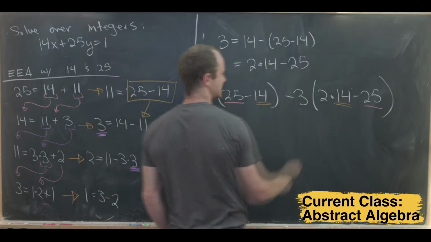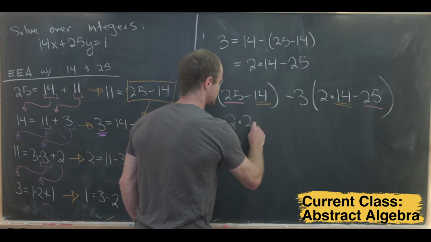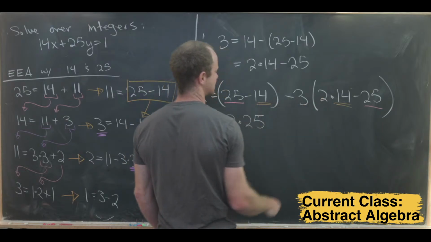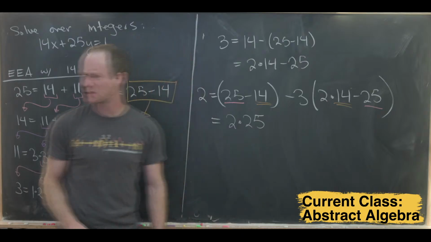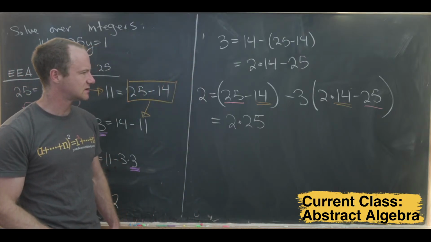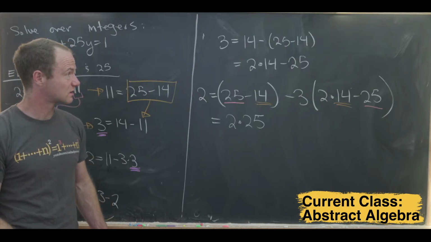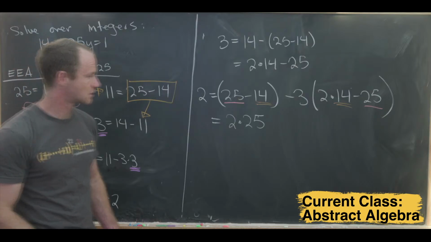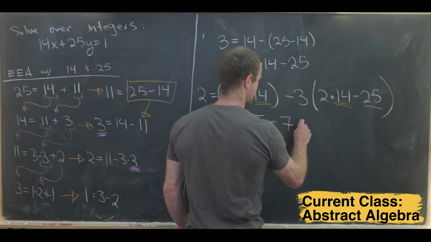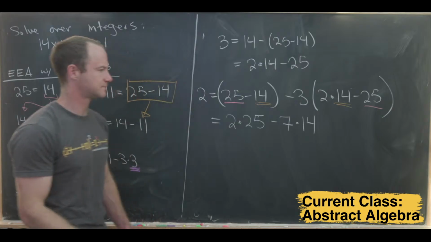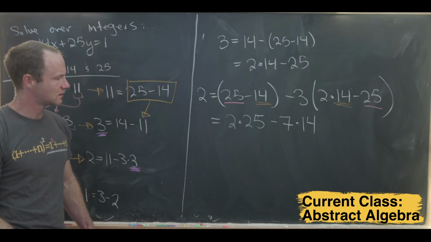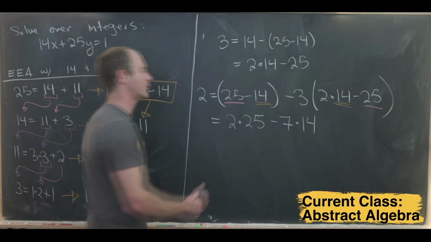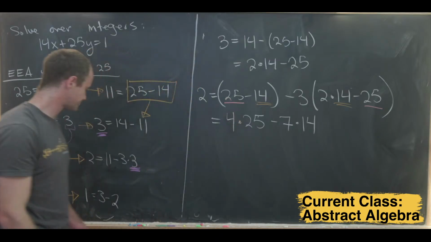We have 25 minus 3 times negative 25, so that's going to be 4 times 25. And then we've got negative 14 minus 6 times 14, so what's that? Negative 14 minus 6 times 14? Feels wrong. Negative 14 minus 6 would be negative 7 14s, right? Or do you want to multiply it? Minus 7 times 14? Yeah, that's what it would be. Is that right? Oh, this should be 4. The 25s are wrong. That should be a 4. Yeah. There we go.